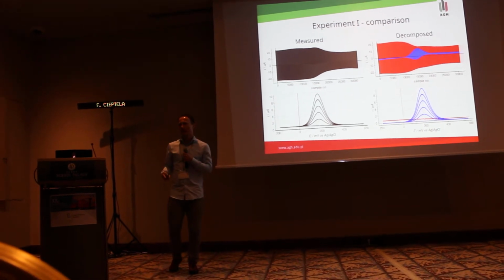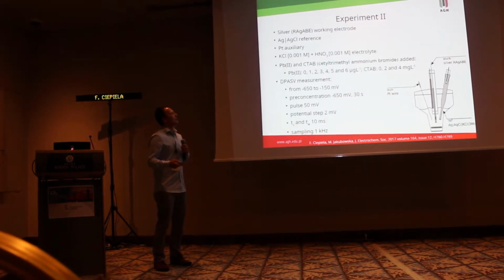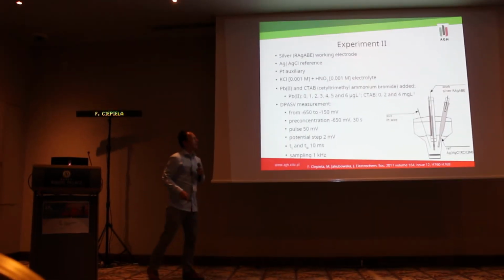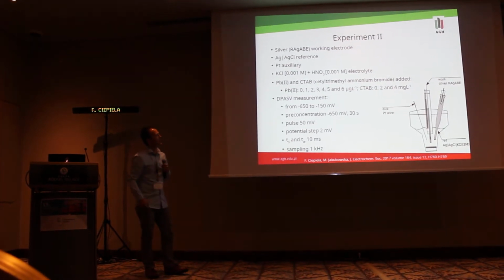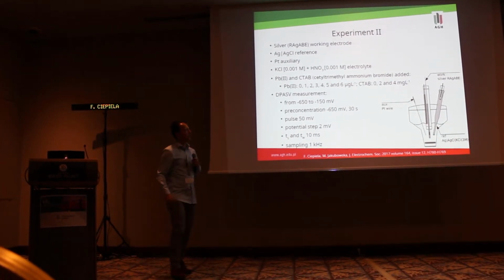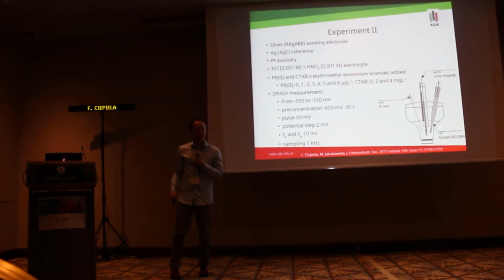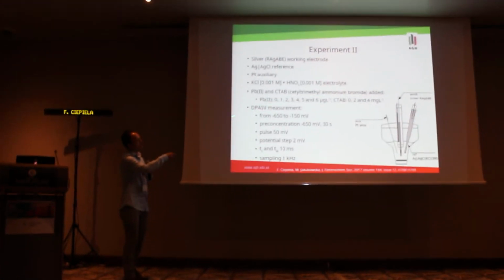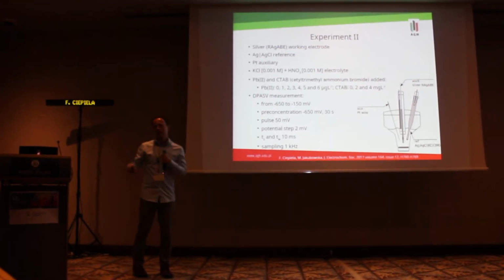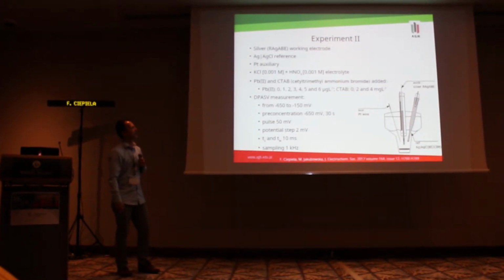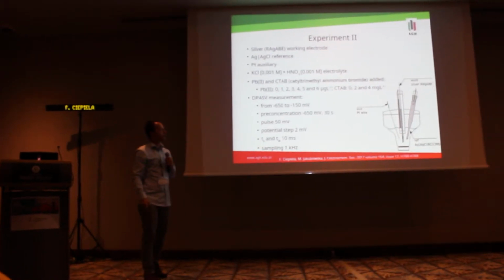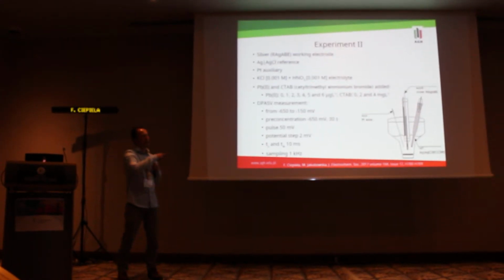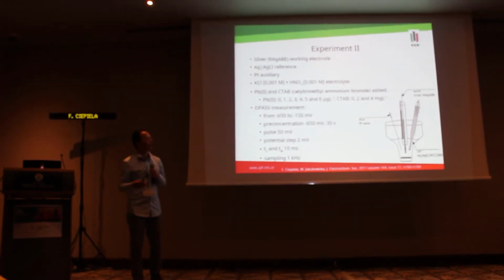So we decided to try something more difficult. We created our second experiment, which was measuring lead concentration on a silver electrode in the presence of CTAB. CTAB is a cationic surface active species. So we chose a low concentration of lead to decrease the depolarization of the electrode, and we chose quite a high concentration of surface active species, because our idea was that lead will change the Faradaic current.